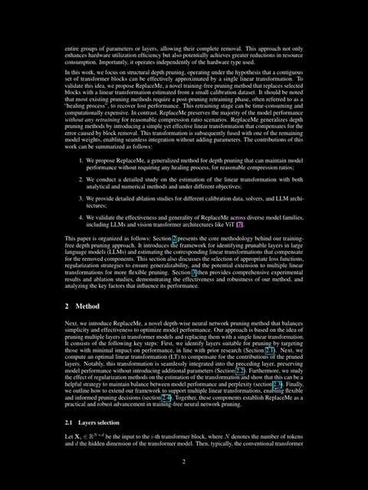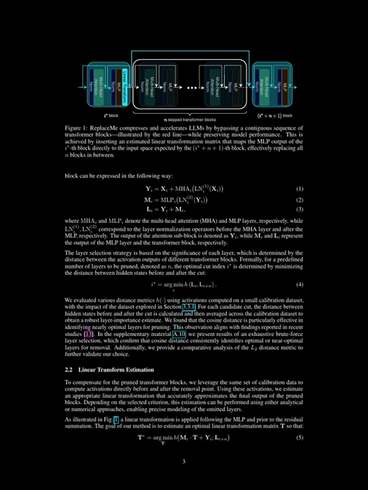2.1. Layer selection. Let's say X_i is an n times d input to the i-th transformer block, where n denotes the number of tokens and d the hidden dimension of the transformer model. Then, typically the conventional transformer block consists of multi-head attention, norm, MLP, norm, followed by a linear transform.